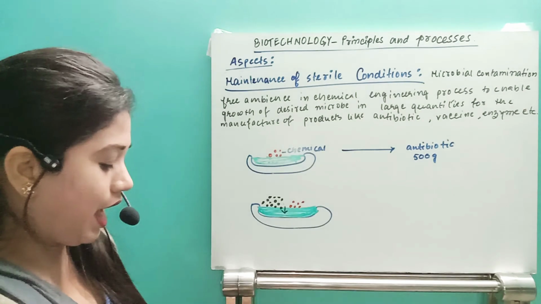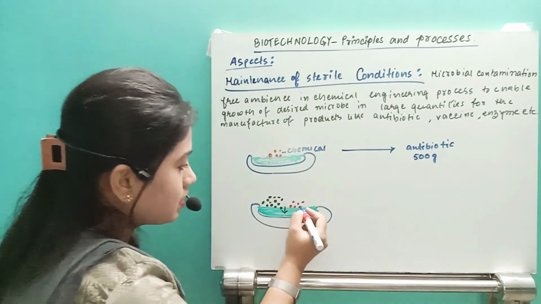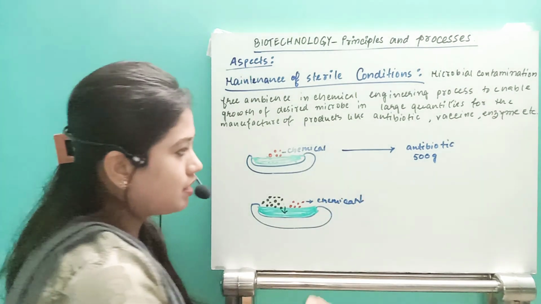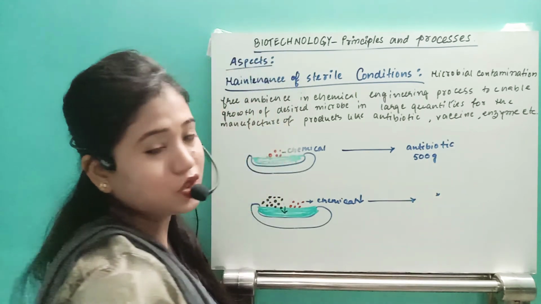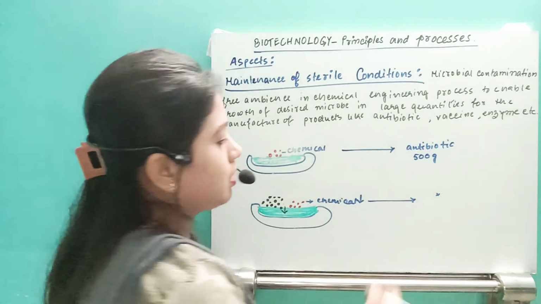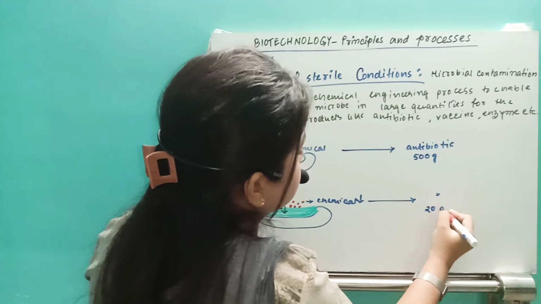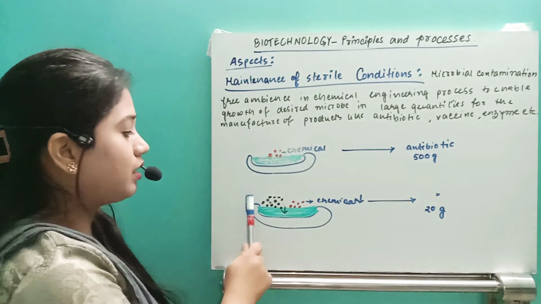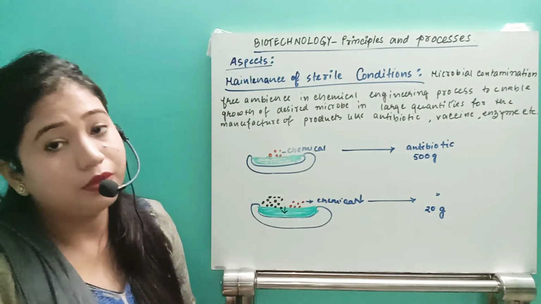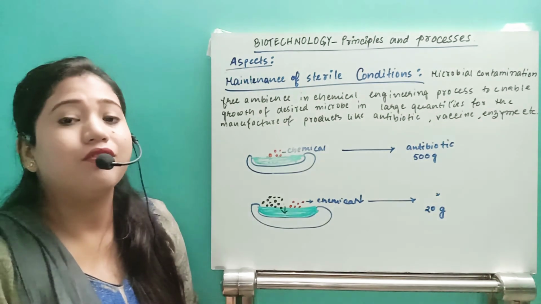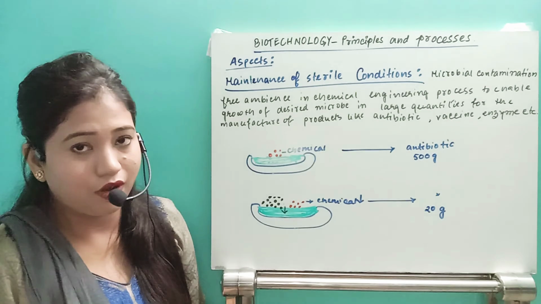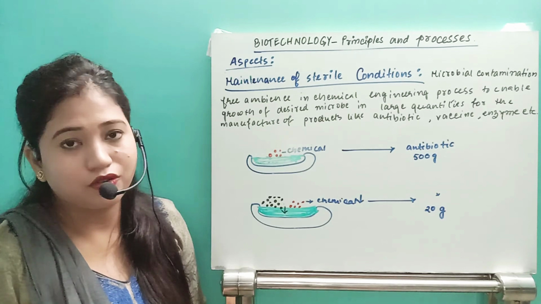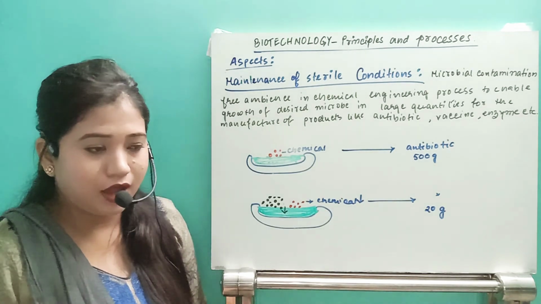So as a result, what will happen? The chemical they produce will start to get less, isn't it? And whatever antibiotic we should get, it is not 500 grams, it is only suppose 20 grams of the antibiotic we get, right? Why does that happen? Because a different type of microbes have developed, and it is very difficult to maintain a sterile environment.